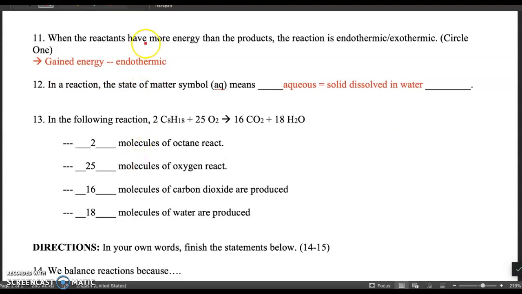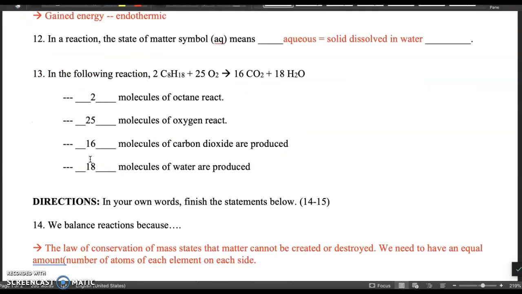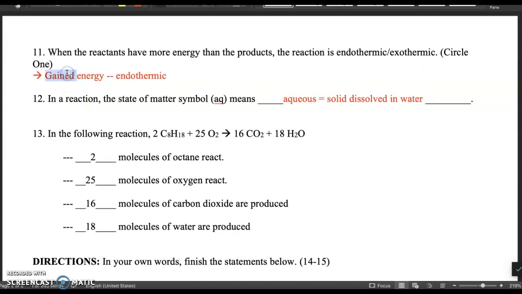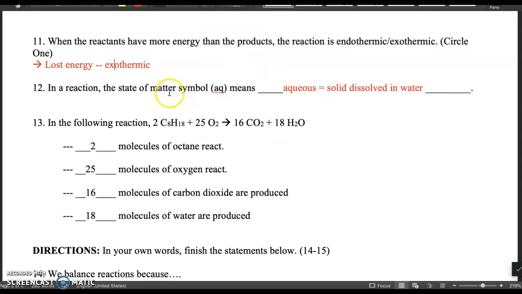So when the reactants have more energy than products, that means I lost energy. Reactants are what you start with. They have more energy. Reactants starting with more energy than my products, it's exothermic. I lost energy. AQ means aqueous, which means it's a solid dissolved in water.